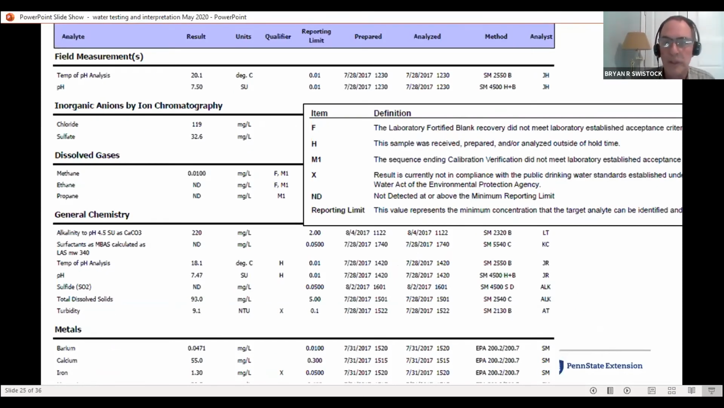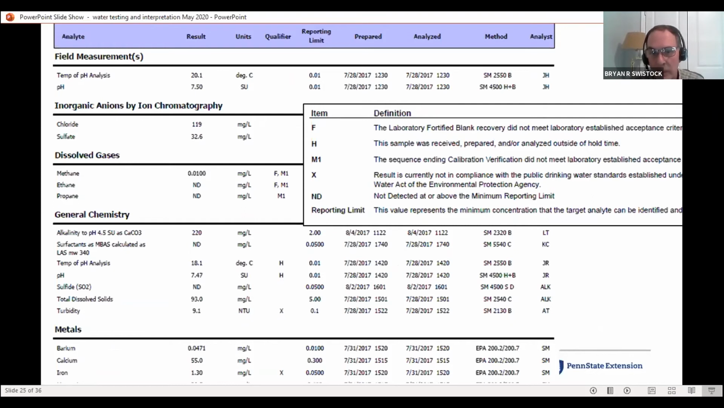Here's another report, and you see how these all look very different, right? They have the same basic information, but they all look very different, and they're in different orders. And sometimes the reporting limits are second column, third column, fourth column. But in this particular one, I just wanted to show you the different flags that are on here and what they actually mean. So we've got an F flag for methane, which says that there was a blank recovery issue, which is a quality control concern. That's something we definitely would want to know.